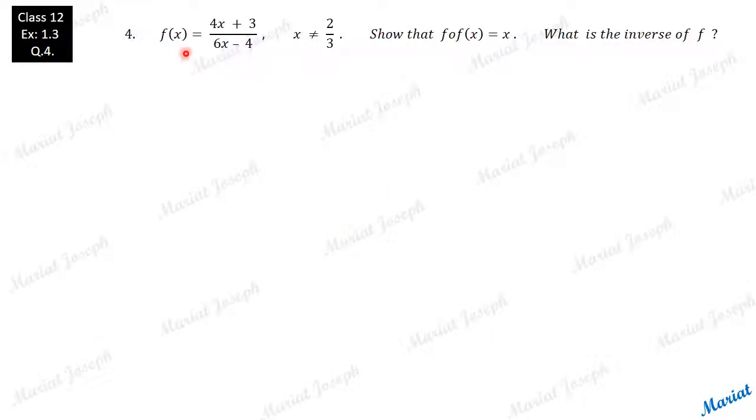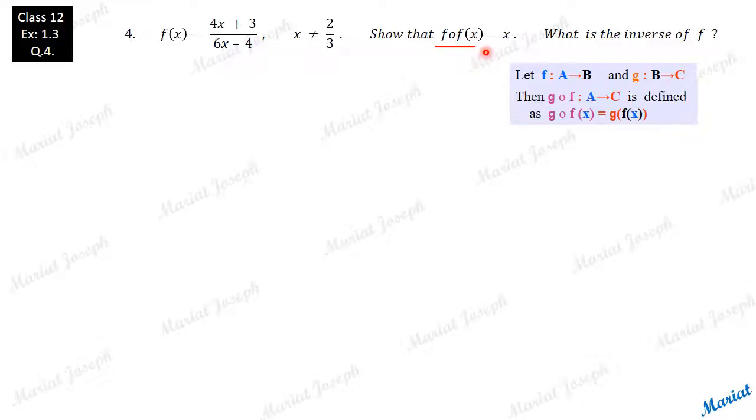f(x) = (4x+3)/(6x-4), where x is not equal to 2/3. Show that f∘f(x) is equal to x itself. And what is the inverse of this function f? Let's first find out f∘f(x).